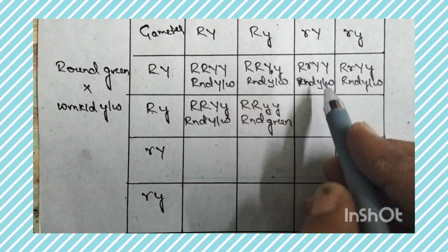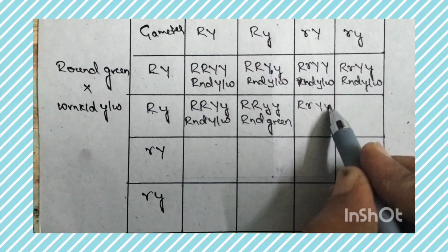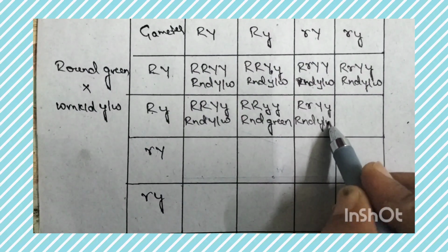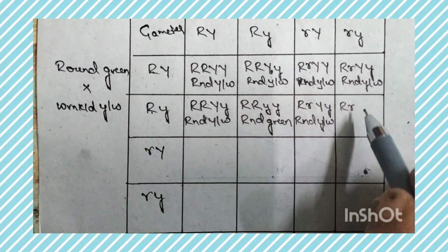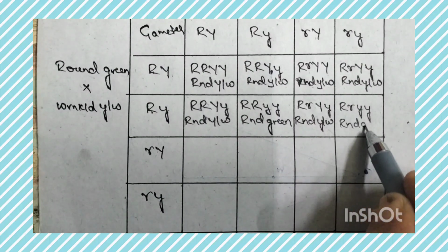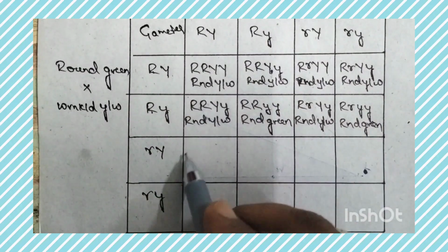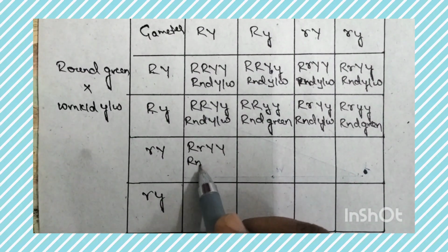Next, capital R, small y, capital Y. So round yellow. Capital R, small y, small y. So round green. Next, small r, capital Y, round yellow.